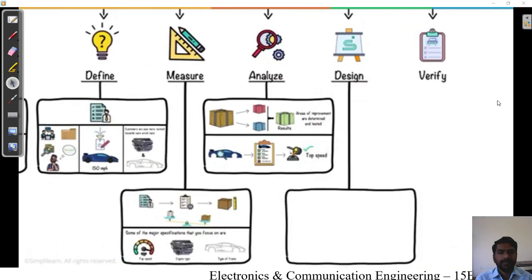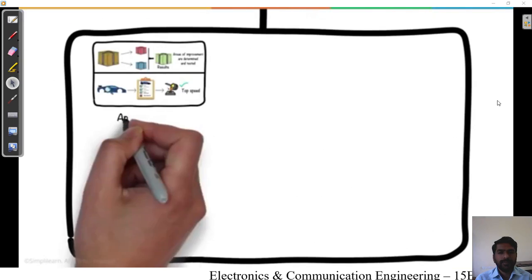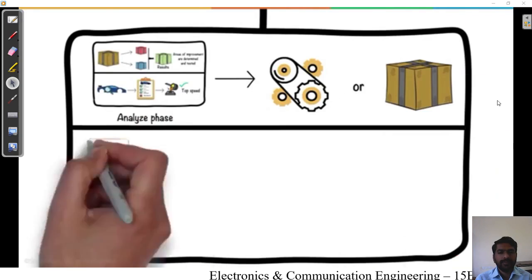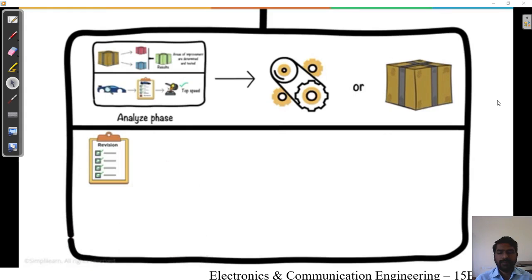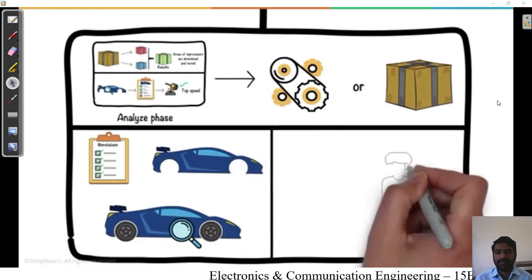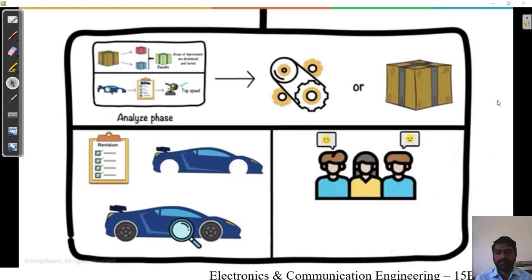So, research begins on an aluminum alloy that could possibly meet the speed requirements of the customer. Following this, the design phase. Based on the learnings from the analysis phase, the new process or product is designed. Revisions are made to the model, and the car is manufactured with the new material. The analysis phase is repeated based on the new design. You also bring a focus group and see how they receive it. Based on their feedback, further changes are made.